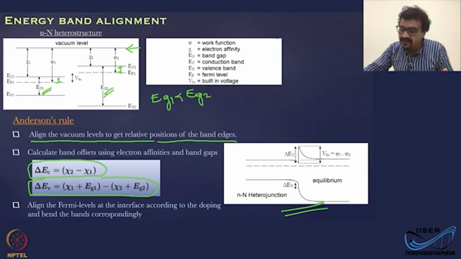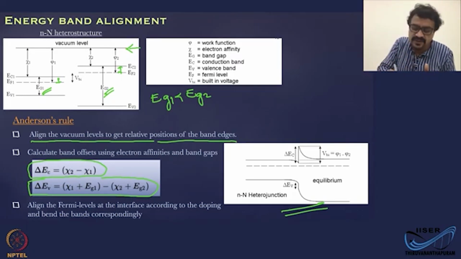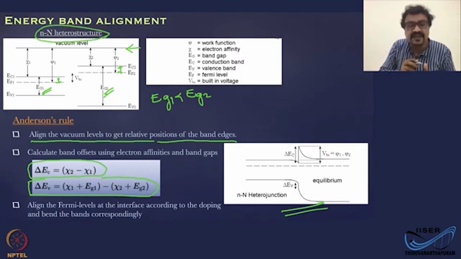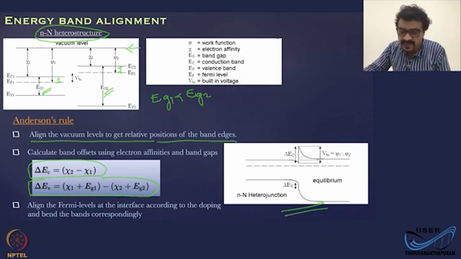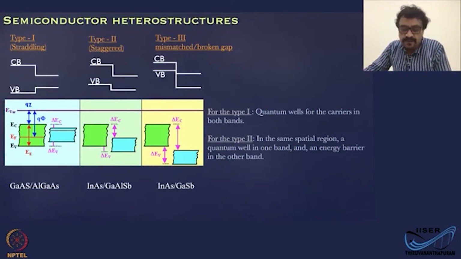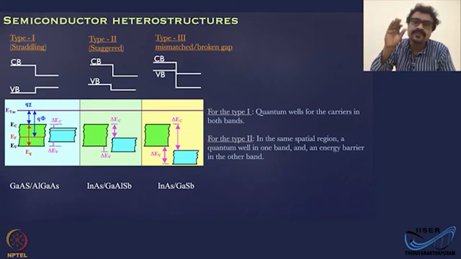So now what we have is a material which is a combination of two different materials. So we call it a heterostructure. This is the case of an NN heterostructure. I'm calling this NN because both sides are actually n-doped. Now, depending upon how the band edges are going to align, there are basically three broad categories of heterostructures.